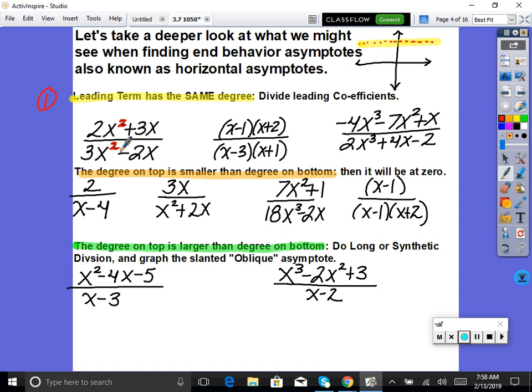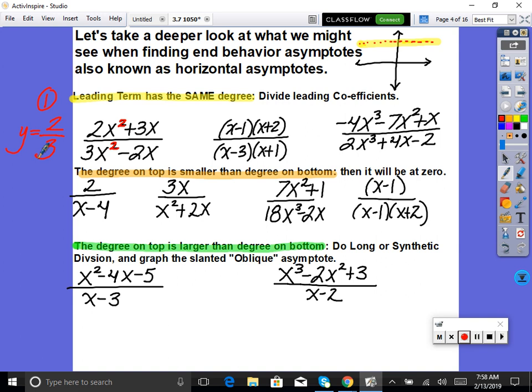So for example, right here, notice the highest degree is 2 on top and 2 on bottom. Therefore, my horizontal asymptote would be at the leading coefficients, so 2/3. I haven't explained why yet. I'm just making sure we understand the rule before I explain it.